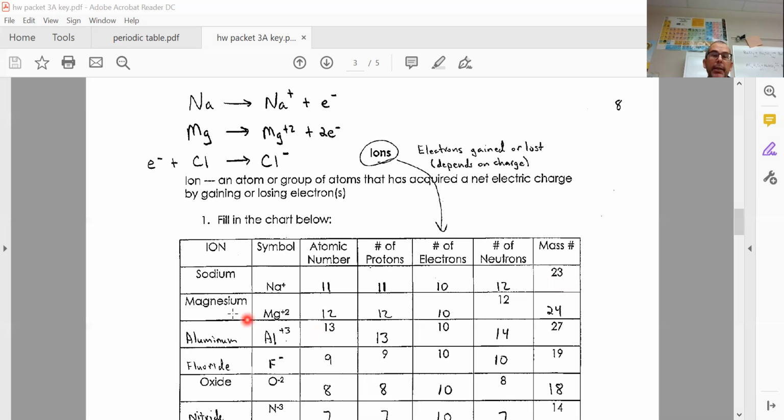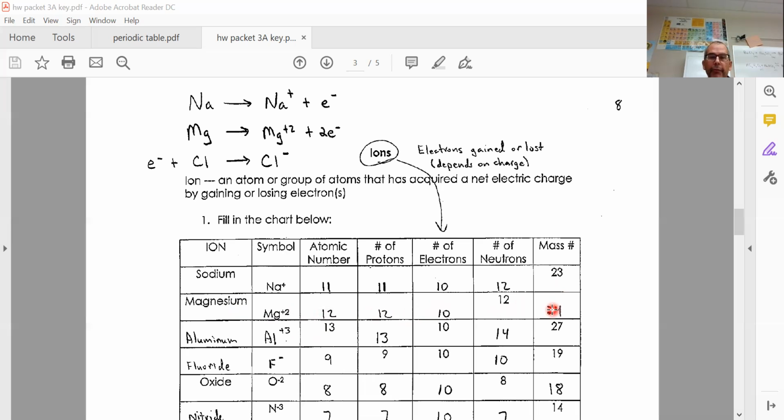Let's look at magnesium. Magnesium has a charge of +2. Magnesium is number 12 on the periodic table, so it would have 12 protons, and the +2 charge means it actually lost 2 electrons, meaning there are 2 more protons than electrons. Then 12 protons plus 12 neutrons gives me a mass number of 24.